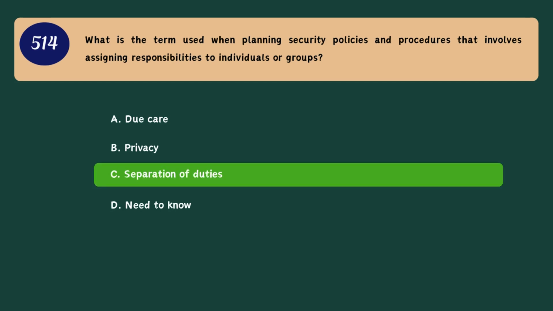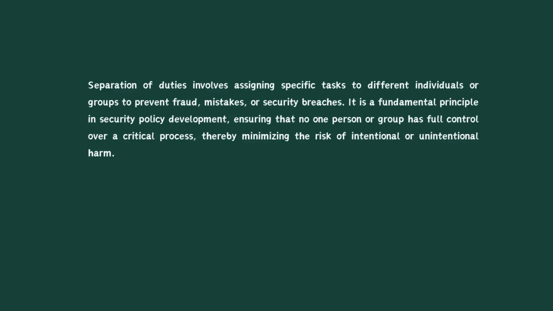Correct answer: C. Separation of duties. Separation of duties involves assigning specific tasks to different individuals or groups to prevent fraud, mistakes, or security breaches. It is a fundamental principle in security policy development, ensuring that no one person or group has full control over a critical process, thereby minimizing the risk of intentional or unintentional harm.